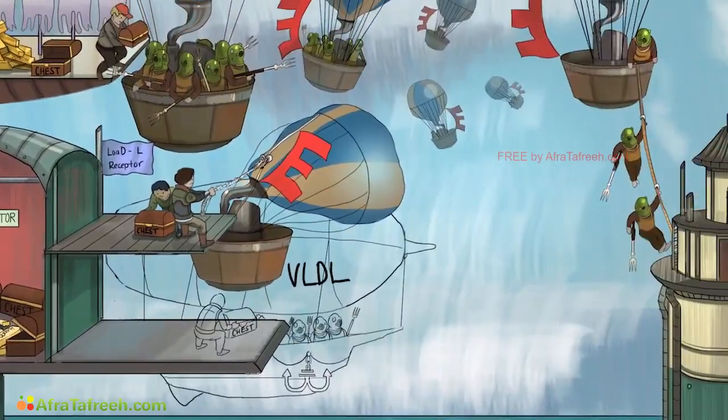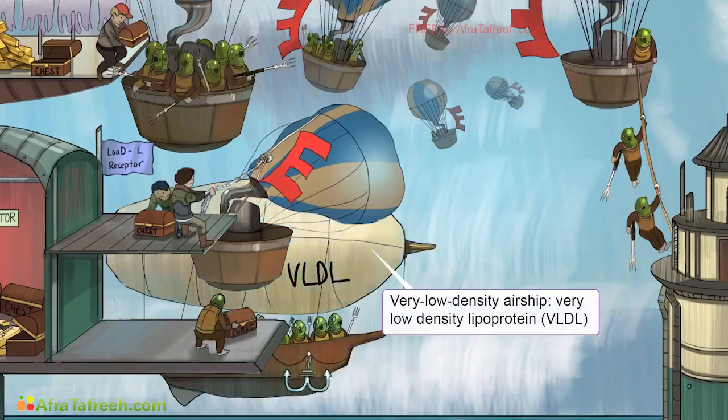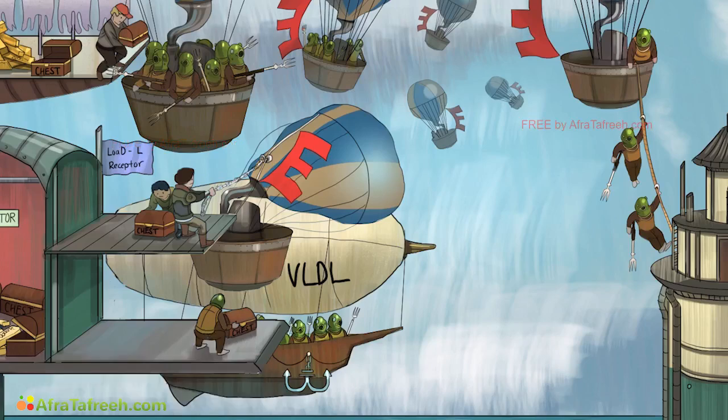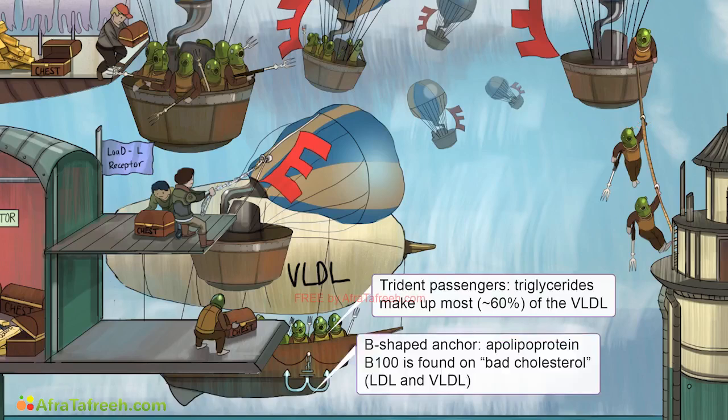Cholesterol esters are repackaged into our next class of lipoprotein, very low density lipoproteins, or VLDLs. VLDLs are the main export vehicle from the liver, containing a core of mostly triglycerides, about 60% of total weight, as well as cholesterol esters. As the last cholesterol ester chest is loaded onto our very low density airship, recall that the core of triglycerides is represented by the trident-wielding passengers. Notice too the B-shaped anchor hanging from the side of our VLDL airship.